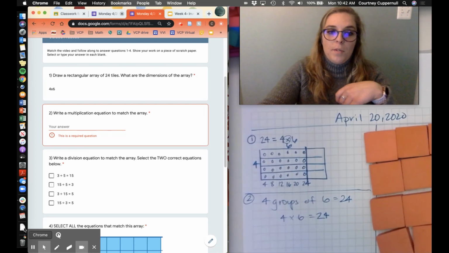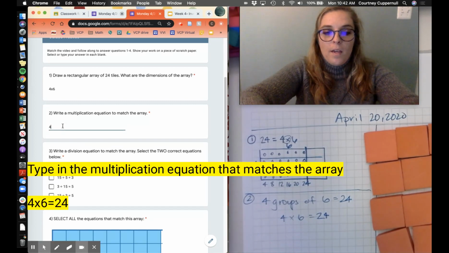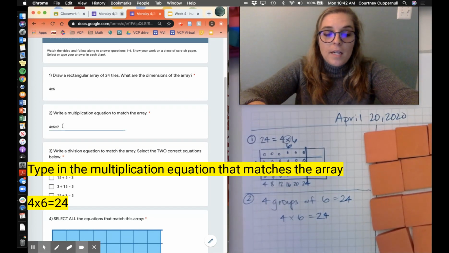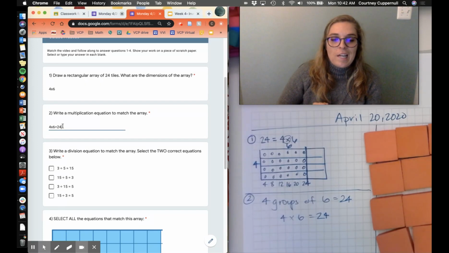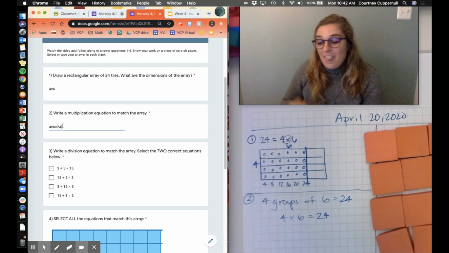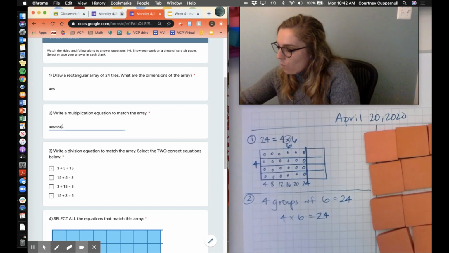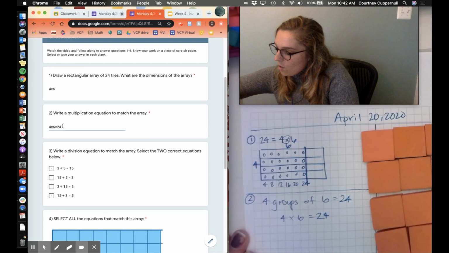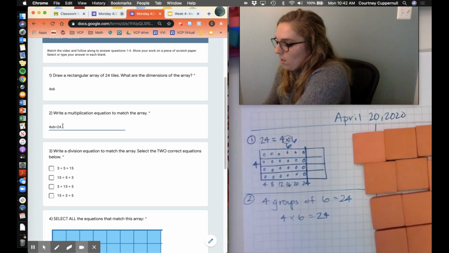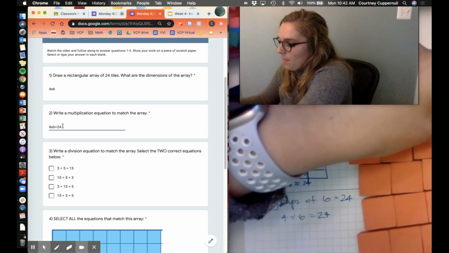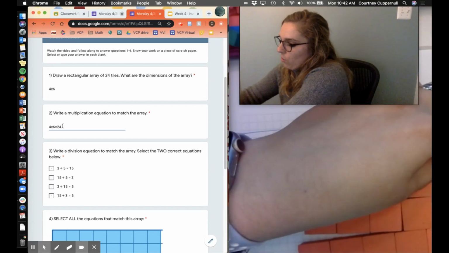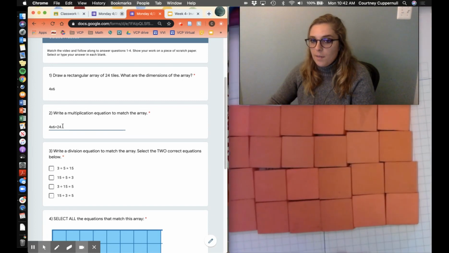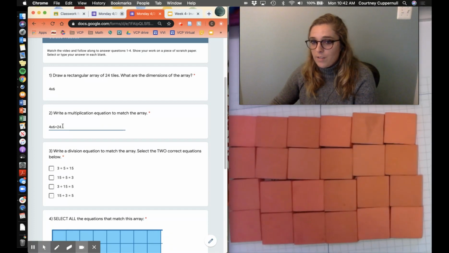So let's write that multiplication equation to match the array. Some of you might be tempted to type in the fact that 6 times 4, maybe you're using your congruency knowledge, that 6 times 4 equals 24. However, that doesn't quite match the array that we made because our array had 4 rows and 6 columns. If you're going to tell me that 6 times 4 equals 24, that means your array would have been the congruent version. So this is a 4 by 6. We have 4 rows and 6 columns.